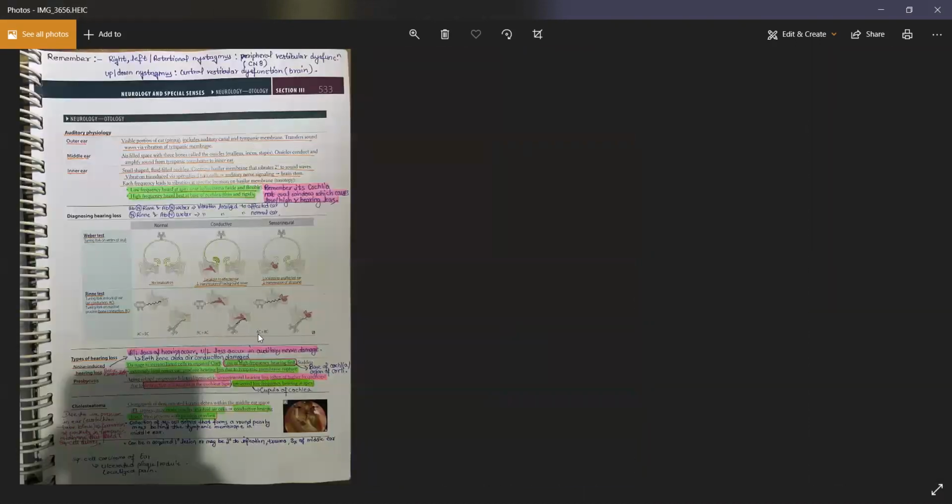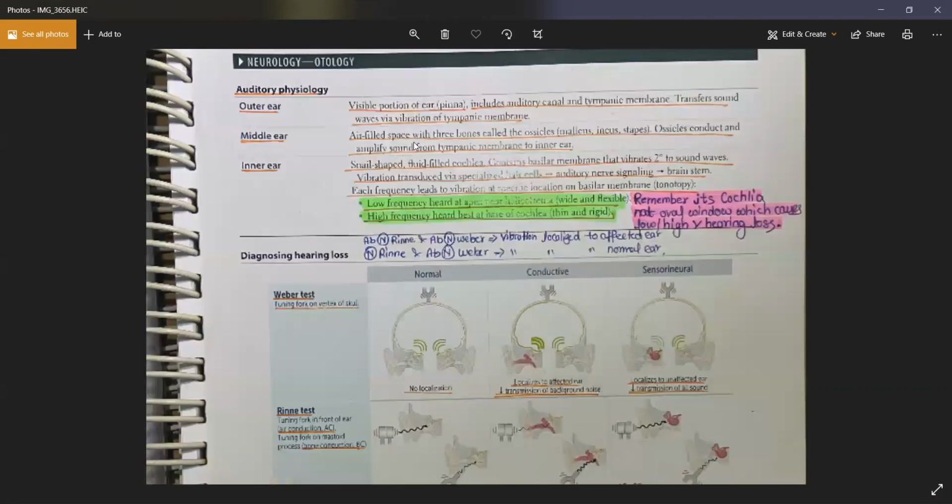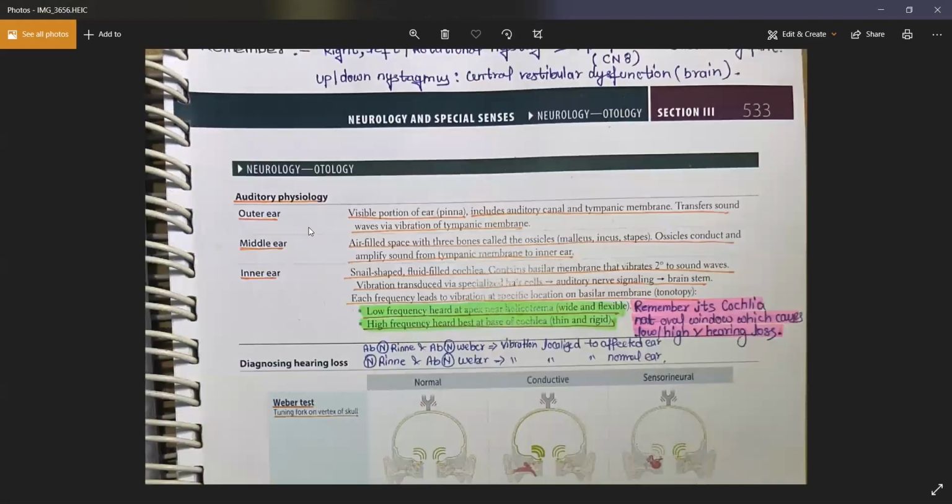Okay, so we are done with the neurology, and now we are about to start the otology. Any doubt on the previous part, again, please ask. Okay, so your ear is divided into three parts. You have the outer ear, the middle ear, and the inner ear.